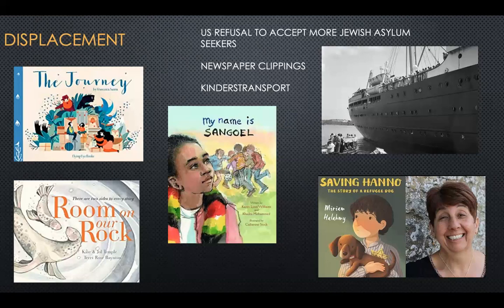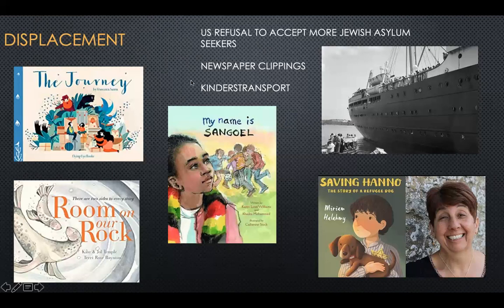So cool. And then this one, I haven't actually read this book yet, but I did want to talk about the Kindertransport, because that was when the British accepted 10,000 Jewish children from Nazi-occupied Europe, and they went over. It was called Kindertransport. This is Saving Hanno, the story of a refugee dog by a British author, and it is about the Kindertransport. Again, the character we're focusing on is the dog, but he experiences the same sort of story that children who were part of the Kindertransport experienced.